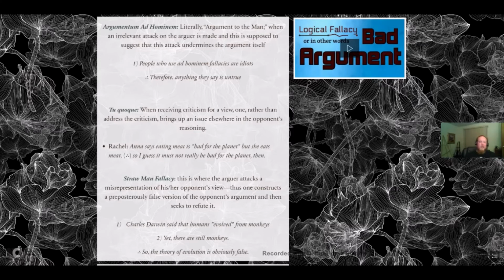The example I have here is: people who use ad hominem fallacies are idiots. A lot of people use them. A lot of people just start making fun of other people. Politicians do this a lot. Well, this person's an idiot. You shouldn't trust what they say. Well, maybe, but that doesn't actually have anything to do with the point that they may have been making. You can call someone an idiot all you want.